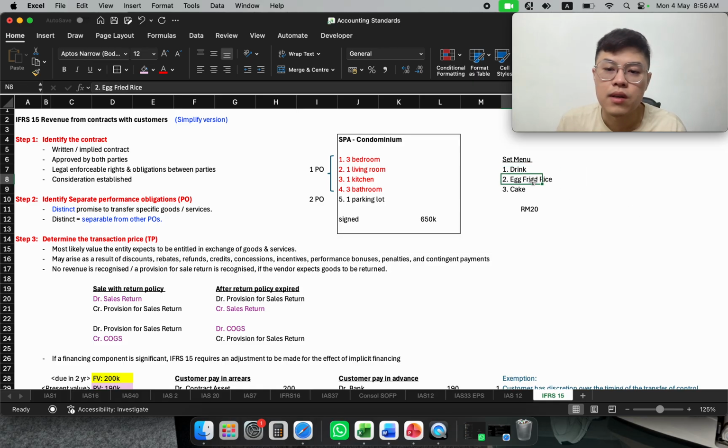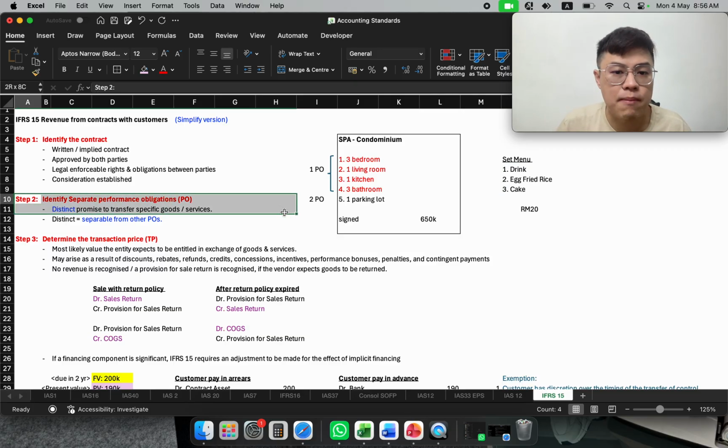Some people will argue that, hey, egg is a performance obligation, fried rice is another performance obligation. The answer is wrong. The name of the menu here already tells us egg fried rice. Egg and fried rice, without mixing them together, are unable to be called egg fried rice. Therefore, both of them are interdependent to become one dish, and this is one single PO. So in total, there will be 3 performance obligations, and this is step number 2.